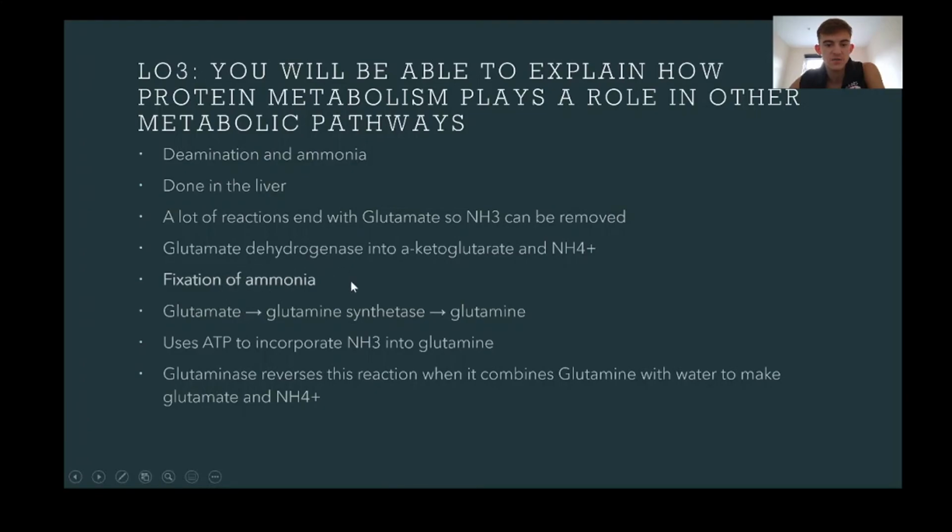Then we've got this fixation of ammonia. So glutamate can be made into glutamine through this glutamine synthetase, and this uses ATP to incorporate that NH3 group into glutamine, because we can use this glutamine in other reactions as well. And glutaminase reverses this reaction when it combines glutamine with water to make glutamate and NH4+. It's basically, we've got this glutamine which can serve other purposes in the body, but when we have excess, we can use this glutaminase, turn it back into glutamate and NH4+, and then get rid of it through the urea cycle. So the body has a very fine balance.